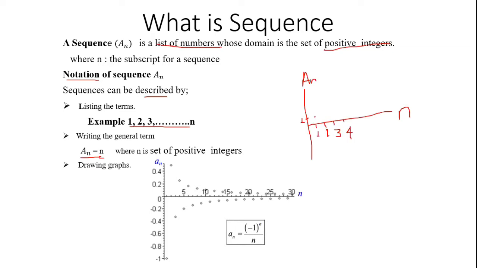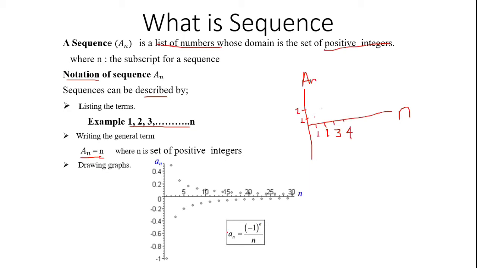And what if we substitute 2 here? an is also 2. That means if I put 2 here, so 2 and 2, I can point here. It's also the same for other values of n. We can also see another example. If we have a general formula for an, we can draw the graph for any sequence.